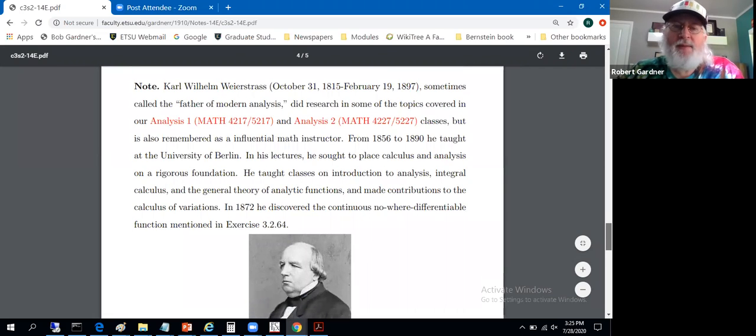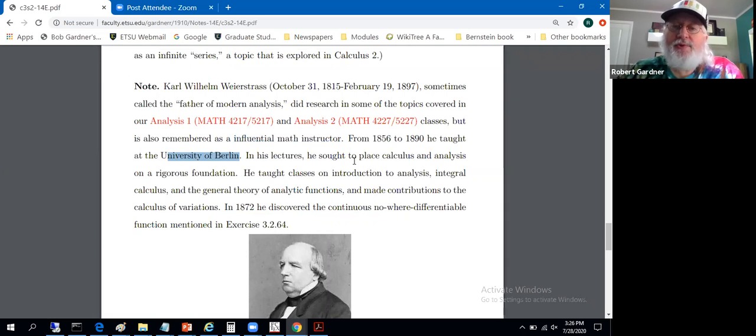There's plenty of other names in the history of analysis. Weierstrass is really most influential as a math instructor at the University of Berlin. Here's his years of operation. And in his lectures, he laid out cleanly and rigorously a lot of the properties of calculus and put them on a rigorous foundation. He taught classes in an introduction to analysis. We've got a class in that.